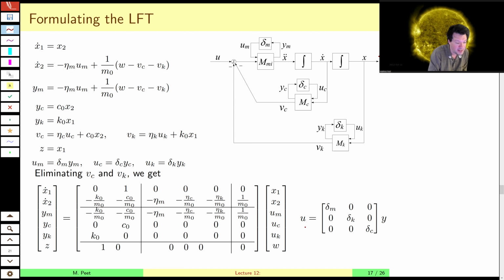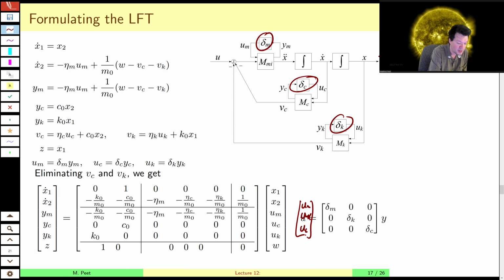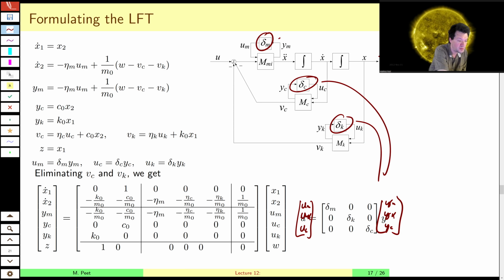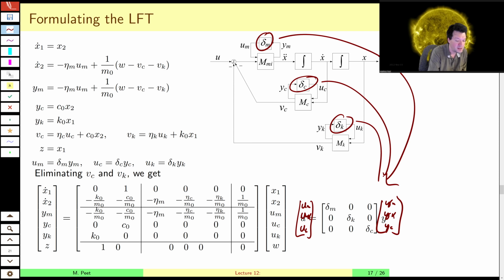3 of them are pretty easy, right? They're just these equations, 1, 2, 3, which relate U, M, U, K, and UC to Y, M, Y, K, and YC. So those are straightforward. 1, 2, 3 equations dealt with. So those are the uncertainty blocks. So not a big deal there.